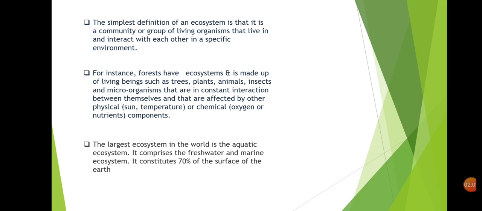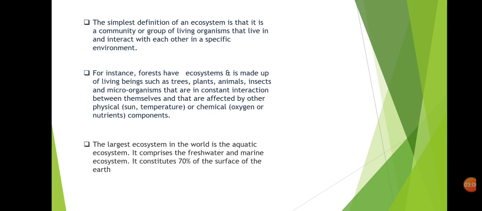The simplest definition of an ecosystem is that it is a community or group of living organisms that live and interact with each other in a specific environment. Just for an example, forests have an ecosystem. There could be an ecosystem of a large forest, grassland, desert, mountains, lake, river, ocean, or even a small ecosystem like a small pond. A forest ecosystem is made up of living beings such as trees, plants, animals, insects, and microorganisms that are in constant interaction between themselves. And they are affected by physical and chemical components.